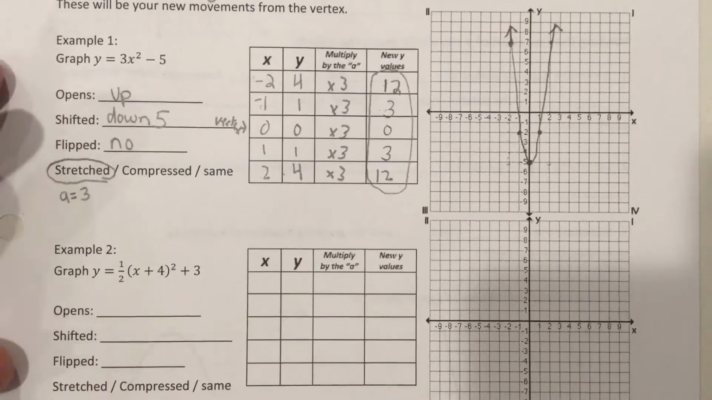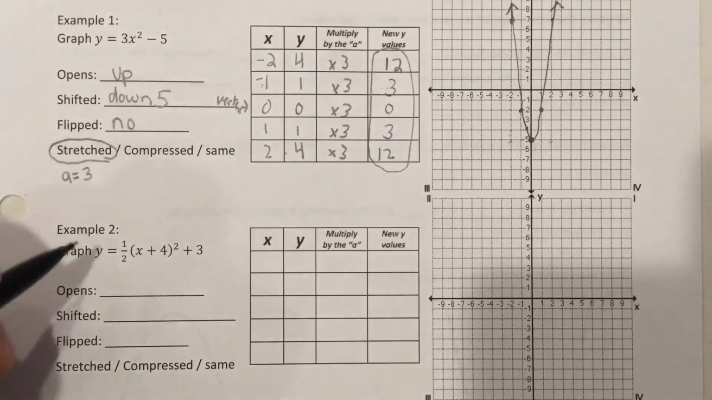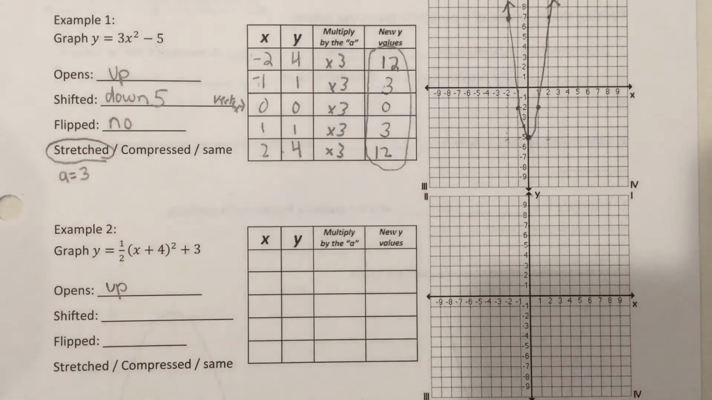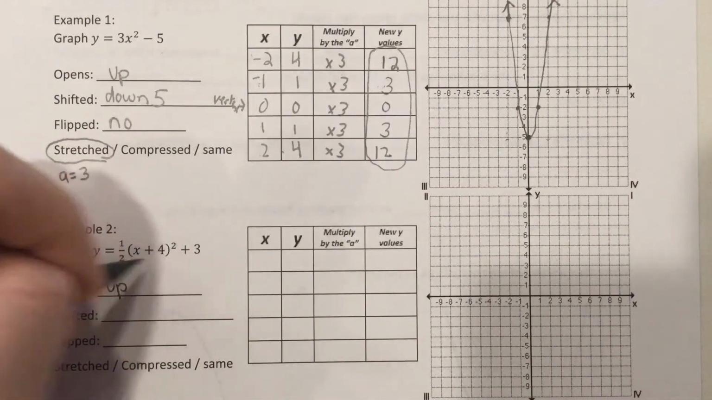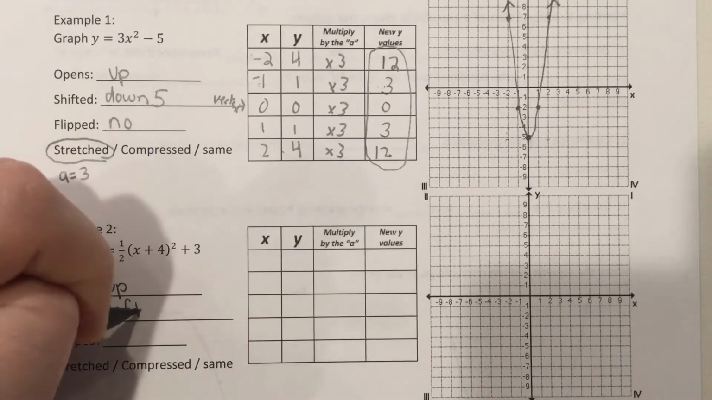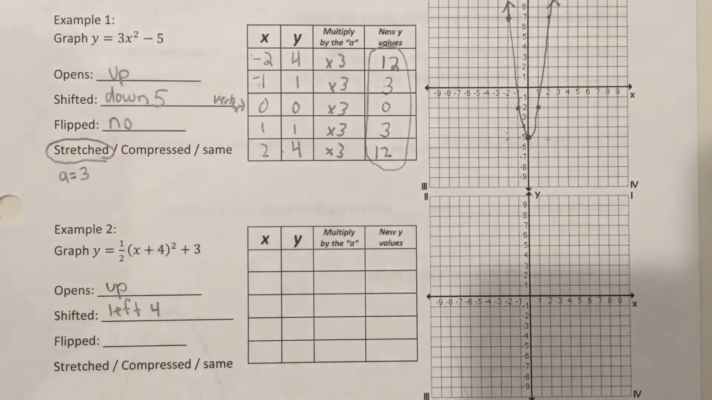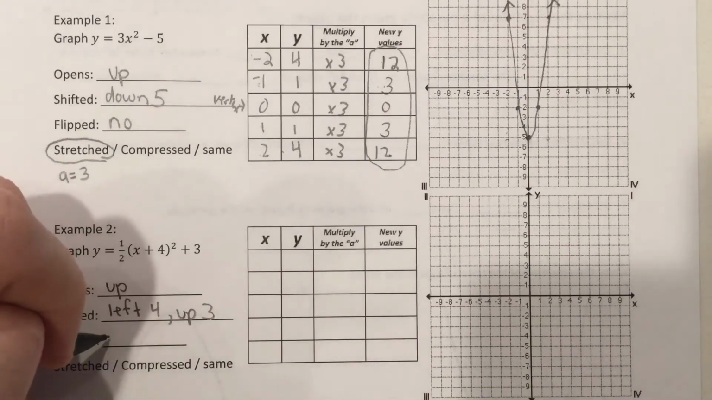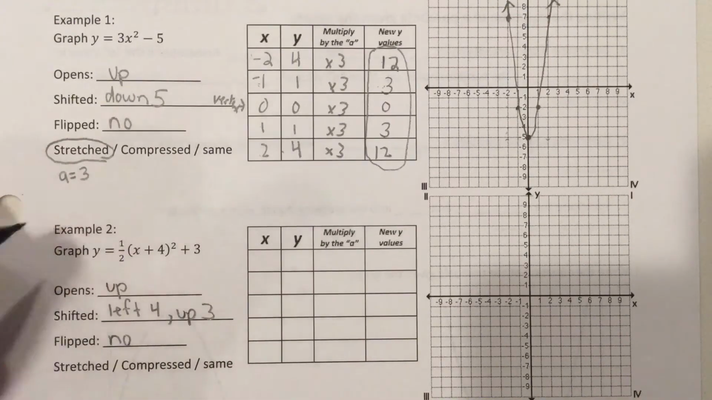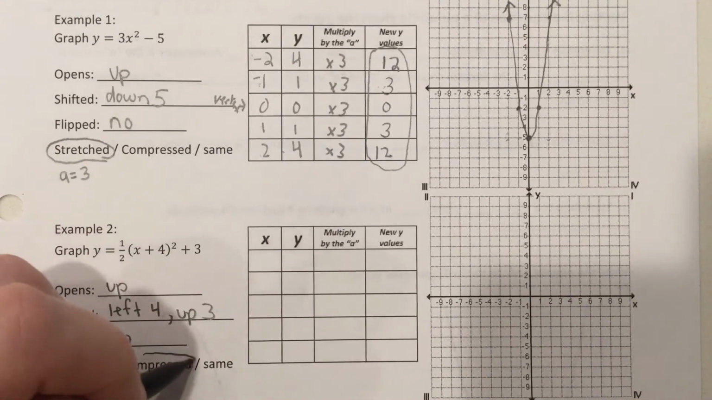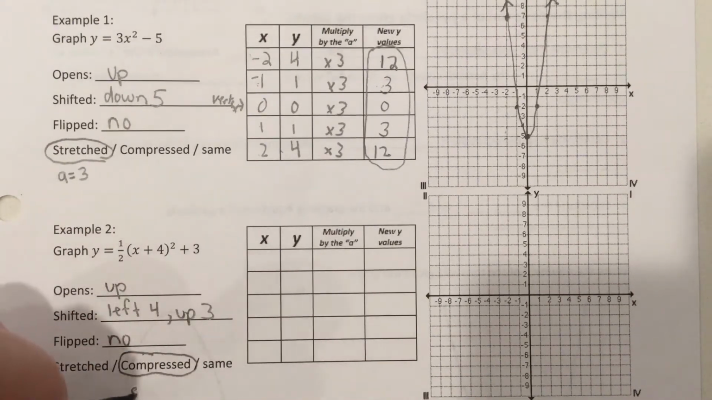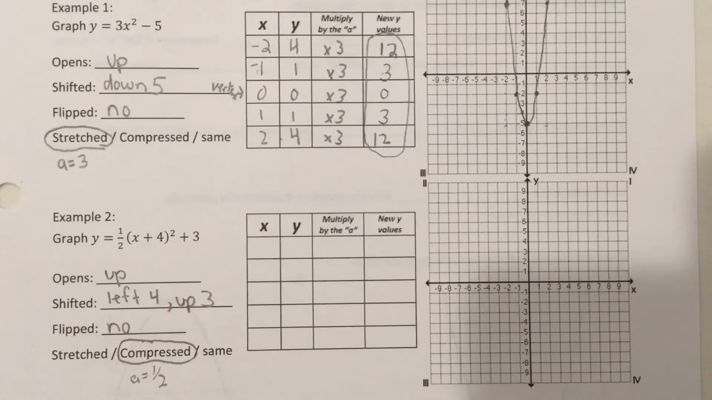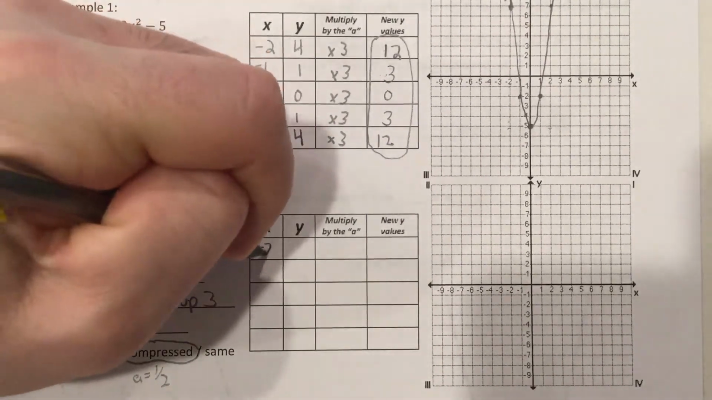All right, let's take a look at the next one. This would be a vertically compressed one. It's going to open up still because the a is positive. It is shifted to the left 4 and up 3. It is not flipped, and the a is 1/2, which means it will be vertically compressed. That a is between 0 and 1. Again, we make our parent graph table.